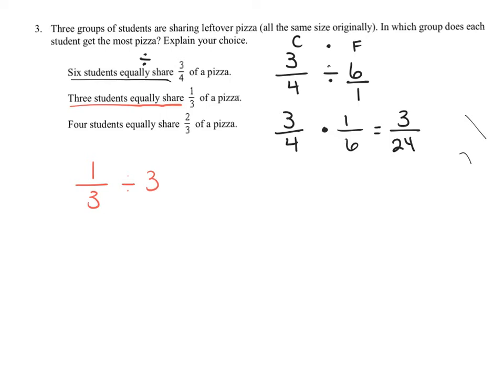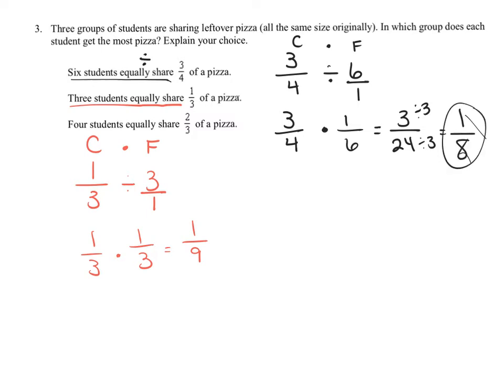Once again, make the 3 improper, and then we're going to multiply by the reciprocal, or copy dot flip. So 1/3 times 1/3 equals 1/9. And actually, we could have simplified the 3/24 because 3 goes into that. I just realized that. So this becomes 1/8. So the first one's 1/8.